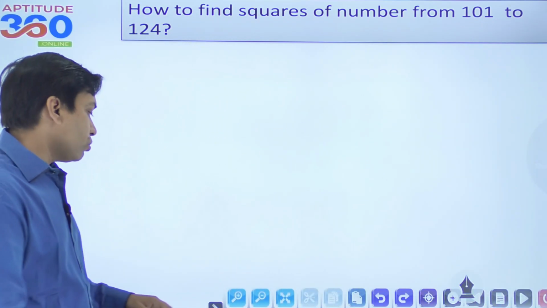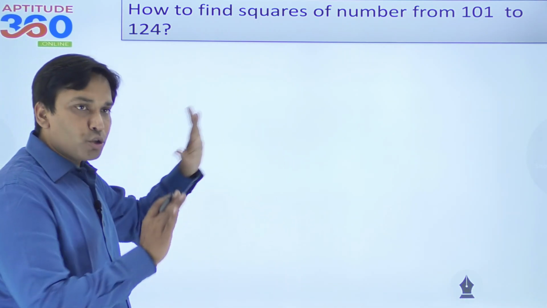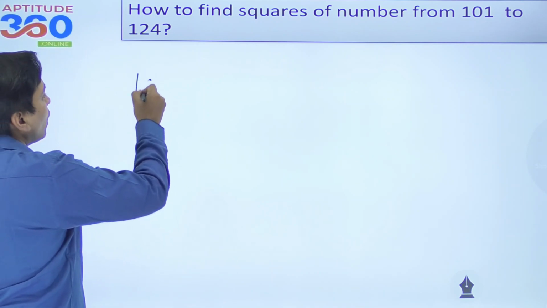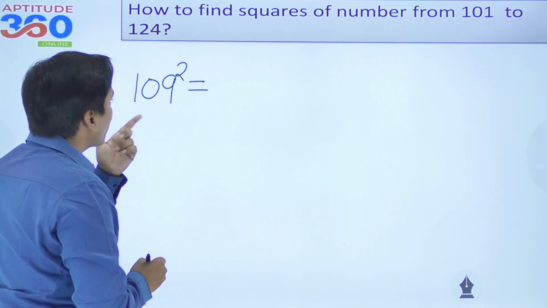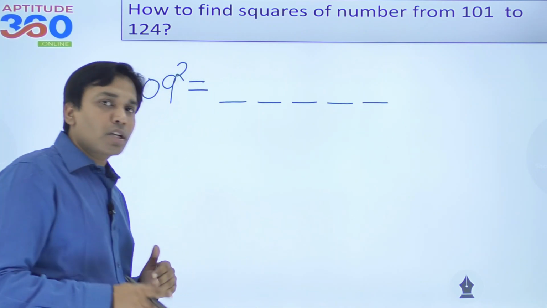Now what should we do? By this time you should be understanding. I am not going to do the calculation. I am not going to show you any equation. All that I am going to show you is this. If you need to find out 109 square, how do you find out the square of 109? It is going to be a 5-digit number. Do you understand why this is going to be a 5-digit number?